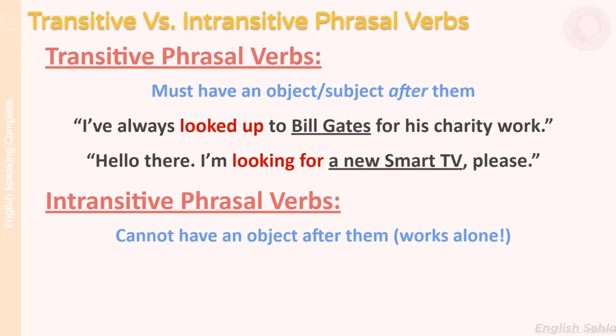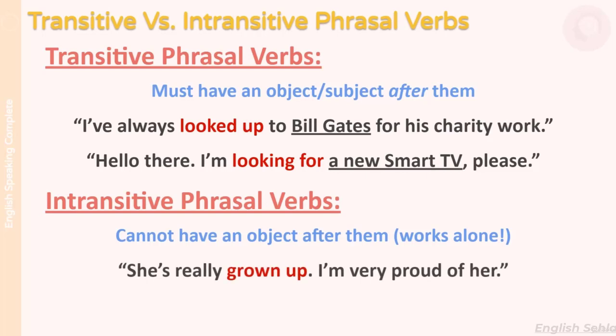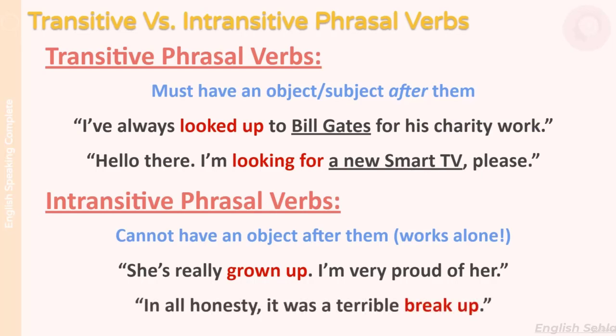They can work alone. She's really grown up. I'm very proud of her. In all honesty, it was a terrible breakup. So there we can see they really do just work on their own. They don't need any extra information with them. Although we are using, in some respects, an adverb, really, to give it more information. In the second example, terrible, we've got this adjective to describe it there, but it doesn't need an object with it.